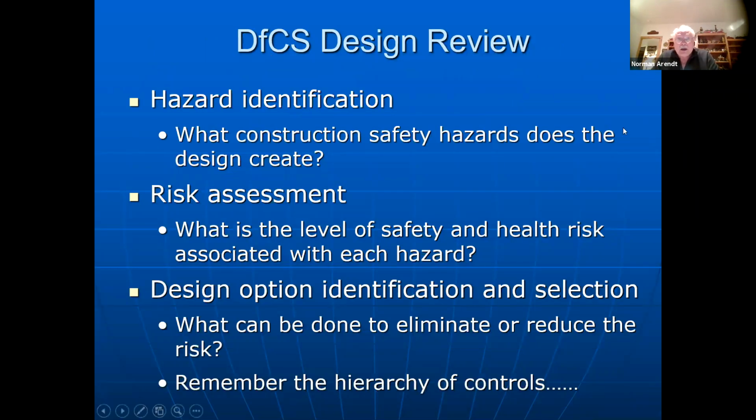Hazard identification. This is what a design for construction safety review should include. What construction safety hazards does the design create? Have you done a risk assessment? What is the level of safety and health risk associated with each hazard, and what level of risk are you willing to take? Obviously, if it's on a high bridge, you're probably not going to be willing to take very much risk. If it's a very low elevation, you might be willing to take more of a risk. What can be done to reduce the risk? And remember the hierarchy.